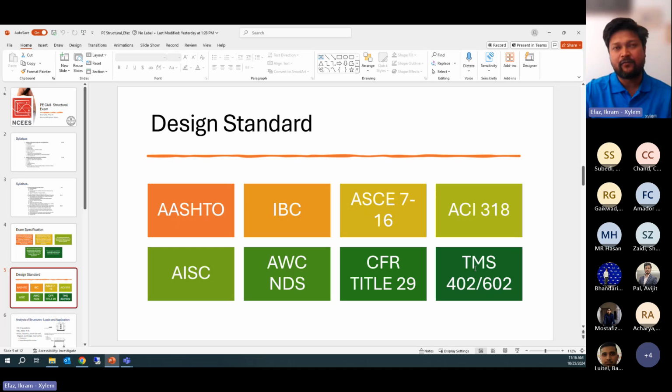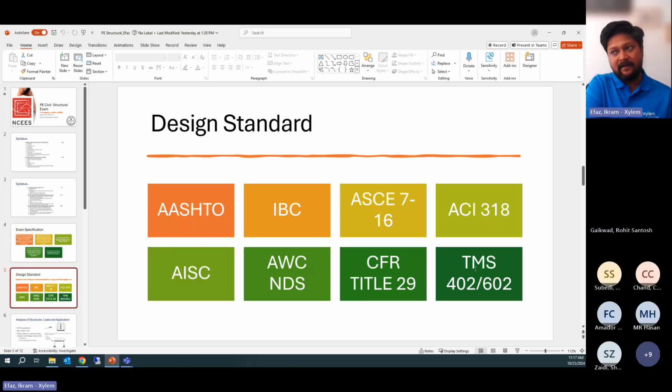AASHTO, there are some parts which you have to know. If you know how to do the girder design, if you know how the live loads are calculated, the basic ideas are good enough. You don't have to know the entire code. But yeah, to pass the PE exam, you have to know the ACI, AISC, IBC, and ASCE 7-16. And these codes will be given.